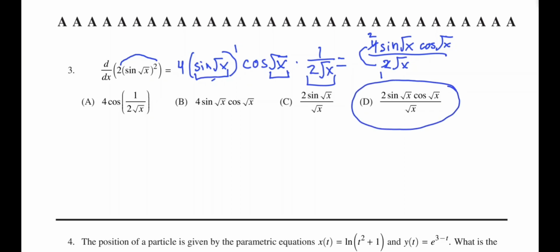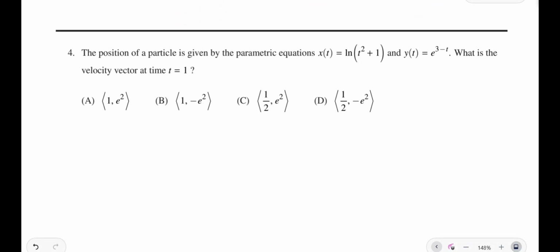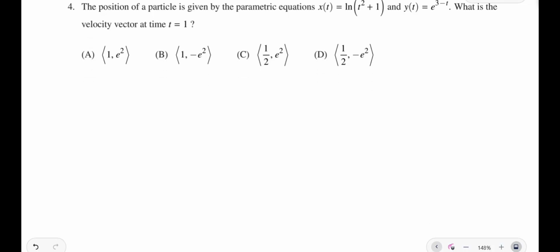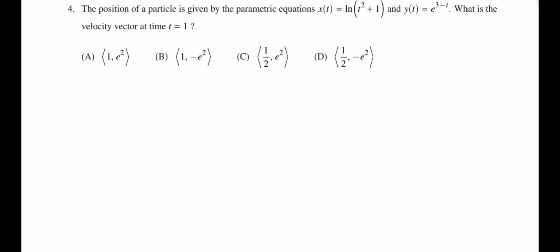All right, so simply enough. Now we have number 4. The position of a particle is given by the parametric equations. x of t is defined by ln of t squared plus 1, and y of t is defined by e to the 3 minus t. What is the velocity vector at time t equals 1?